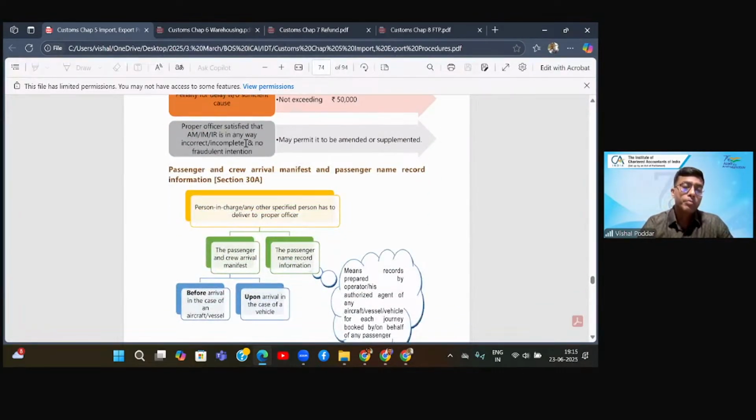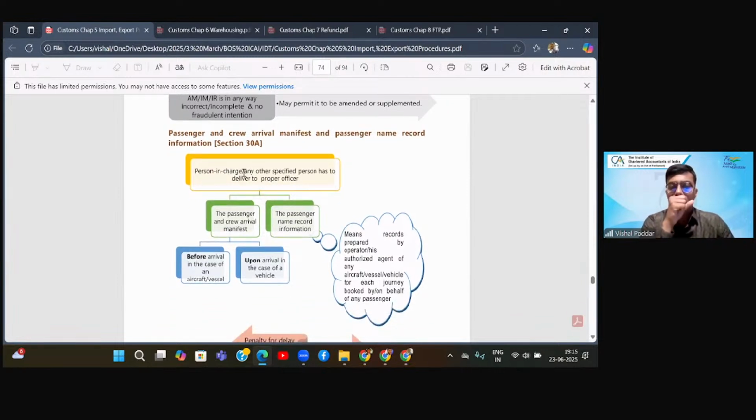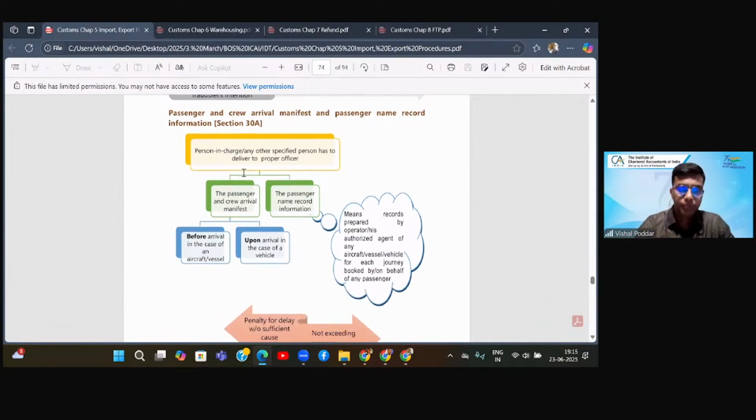And after submitting the report, if you feel that some data is left out, some names have to be changed, or some goods details have to be changed, you are allowed to amend or add the details, provided the officer is satisfied this was not done intentionally with the intention to evade tax, and that it was a mistake.